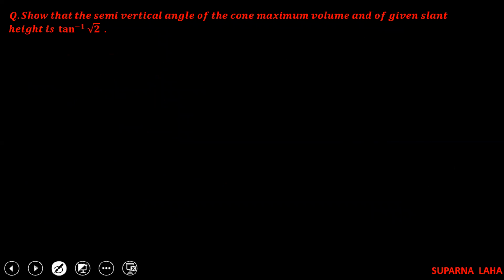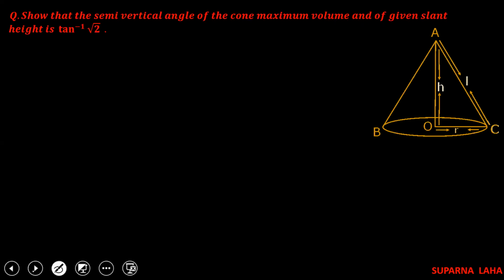So here is your next problem. Show that the semi-vertical angle of a cone of maximum volume and the given slant height is tan inverse root 2. That means this value is given, which is a constant. You need to find this angle. If we take this one as theta, then you have to prove this theta is tan inverse root 2.